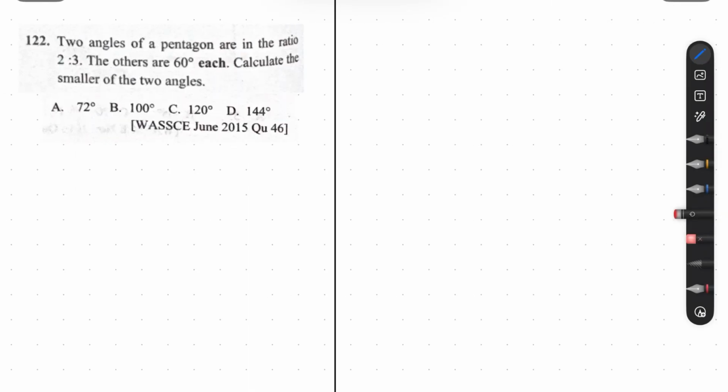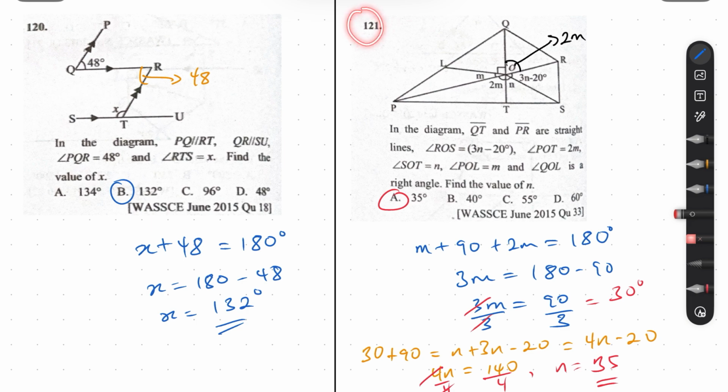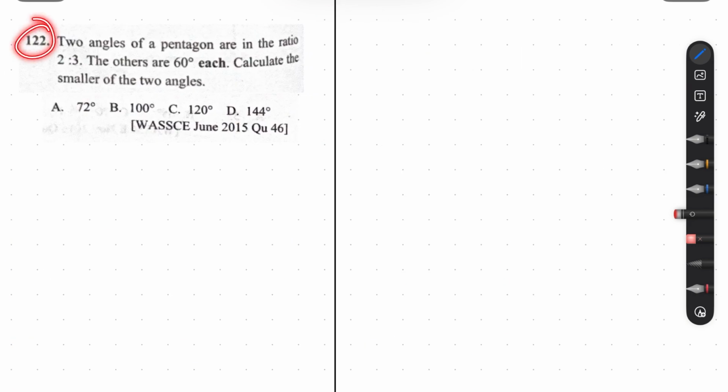In the previous session, we ended on question number 121. Here we start with question number 122. The question says two angles of a pentagon are in the ratio 2:3. The others are 60 each. Now calculate the smaller of the two angles. So what they mean is the smaller of these two angles. And of course, you know that the smaller of these two angles will be the one that has a smaller proportion, which is 2.